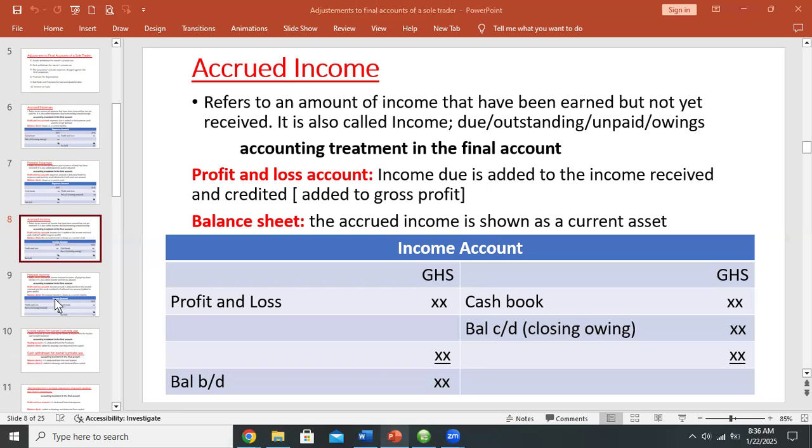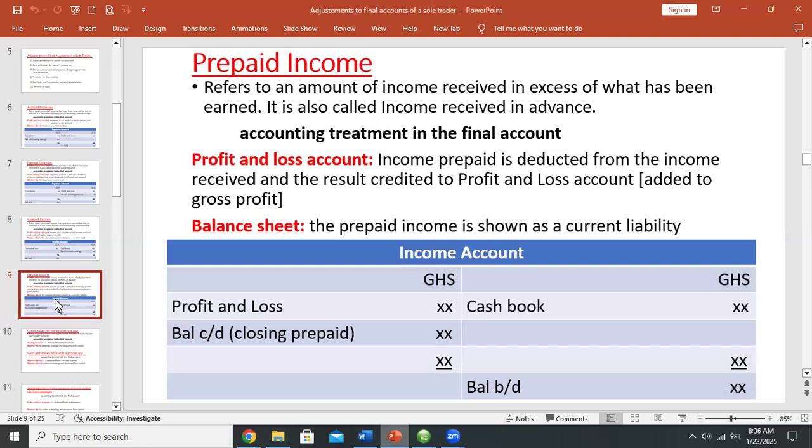The opposite, which is income prepaid. Okay, let me quickly run through that. Income prepaid or prepaid income. This one means that, like the example I gave, the school has asked us to take their students to school and they'll pay us commission. This time, we haven't taken the students to the school, but the school has already paid the commission. So as a business, we have received the commission, but we haven't rendered the service of taking the students to school.